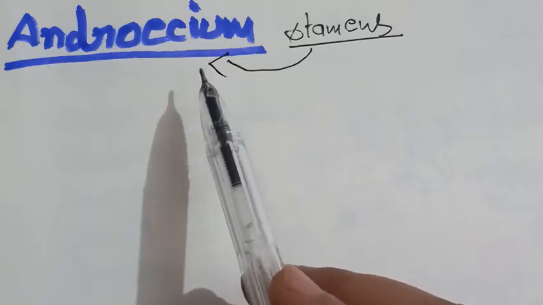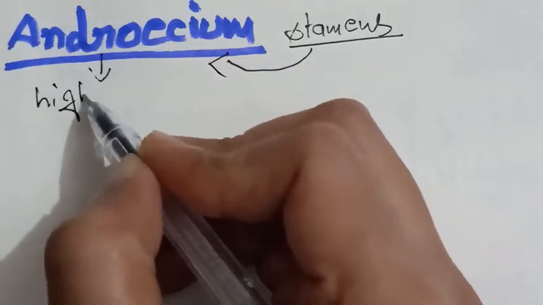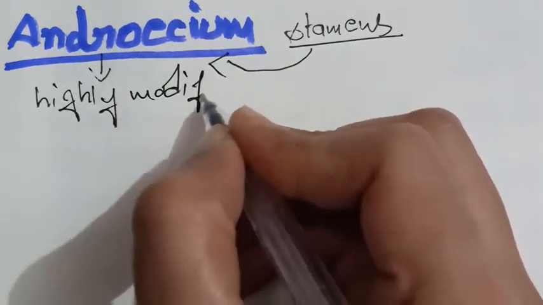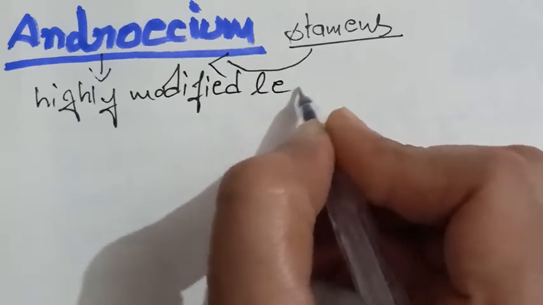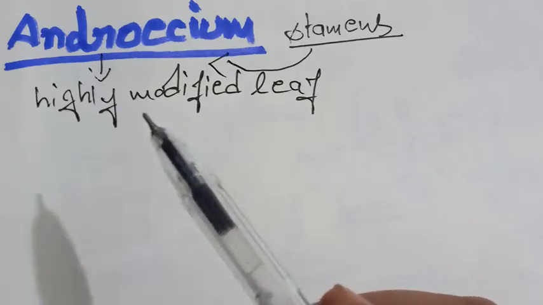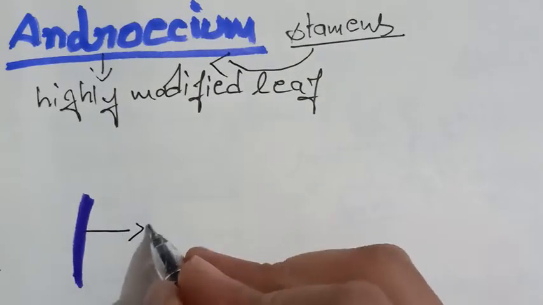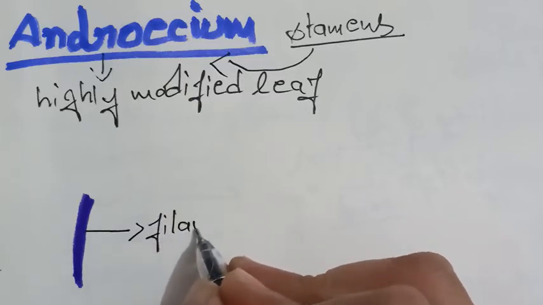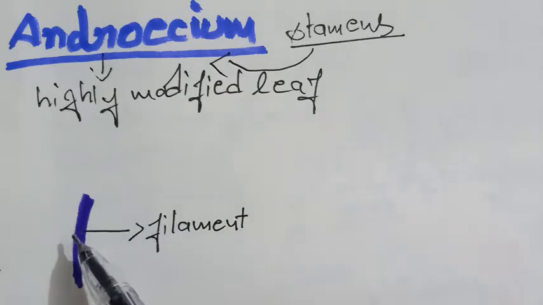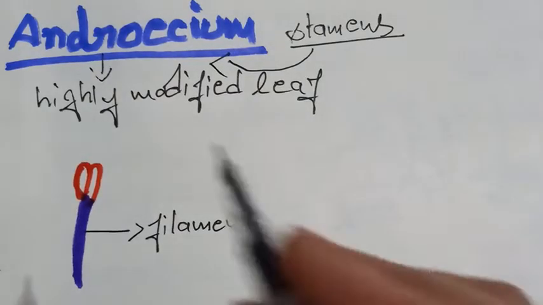Each stamen may be regarded as a highly modified leaf. Then a typical stamen is differentiated into two parts. First one, a long filamentous structure. This one is known as filament, a long stalk-like structure, and it supports the another part of the stamen, and that another part is anther.